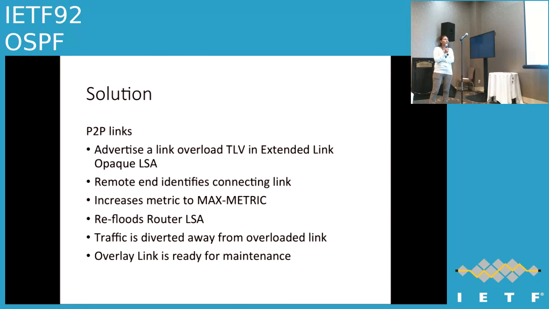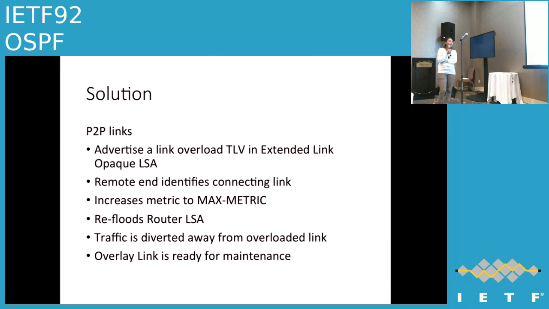So the way we want to achieve this is to advertise a link overload sub TLV in the extended link opaque LSA. Prefix link attributes gives a way of defining the extended link opaque LSA, wherein you could carry attributes of the link. So there is an extended link TLV, and this link overload TLV would go as a sub TLV of the extended link TLV. It identifies that the link is in overload state.